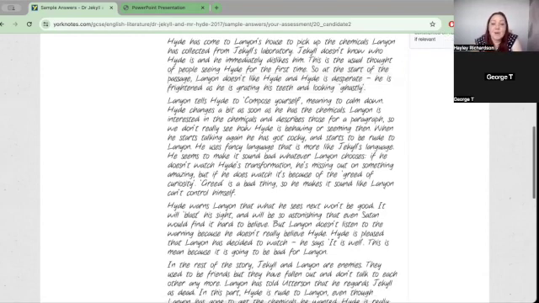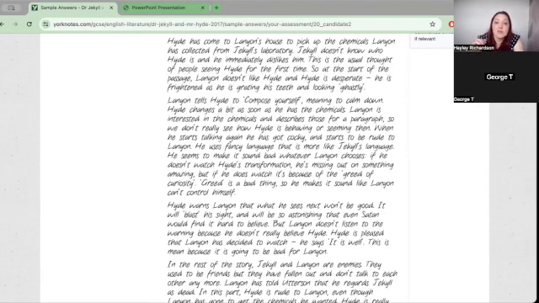Lanyon tells Hyde to compose yourself, meaning to calm down. Okay, and then my answer to that would be, and? Why has the author done that? What is the effect on the reader? Hyde changes a bit as soon as he has the chemicals. Different word for that, slightly.